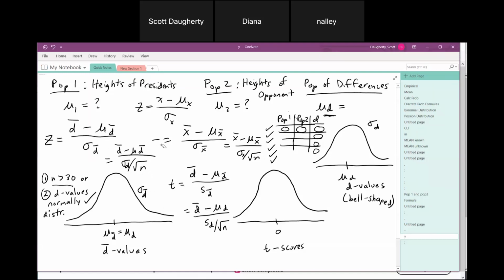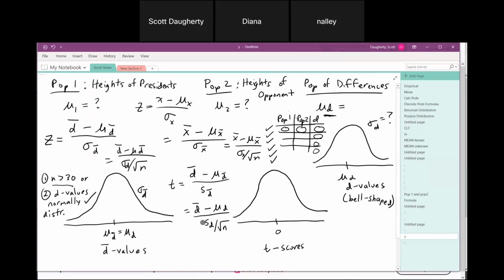Okay, so here's the problem we run into. We don't know sigma sub d here, because that would require us to know what the population looked like for all the d values, right? I mean, if I knew all the d values, I'd find mu sub d. I could just average them up. So we don't know what these are because this requires us to know all the information from the population, which we don't. So we don't know sigma sub d. And if you don't know sigma sub d, the best thing to do is to substitute S sub d in for it.